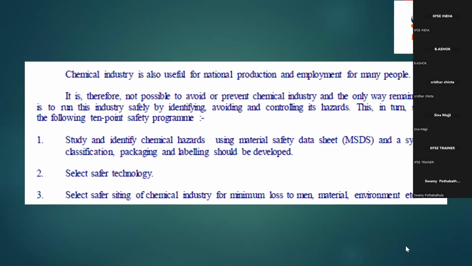So if you see, the chemical industry is also useful for national production as well as employment for many people. So it is therefore not possible to prevent the chemical industry, and the only way remaining is to run industry in a safer manner. Because now we are dependent on chemicals. What is meant by dependent?